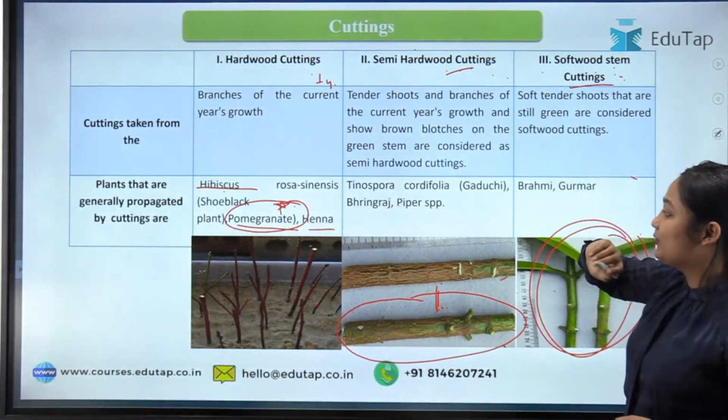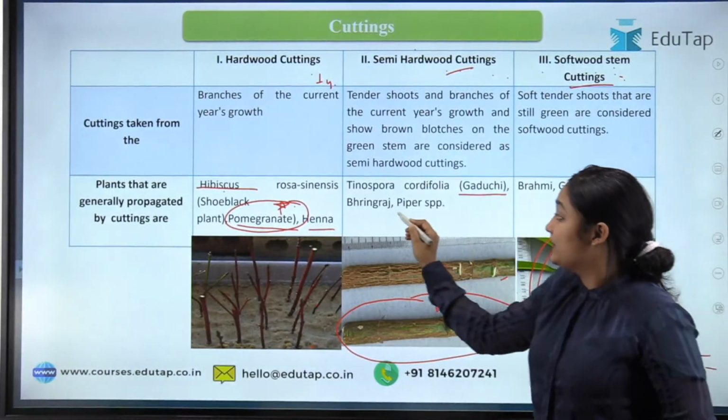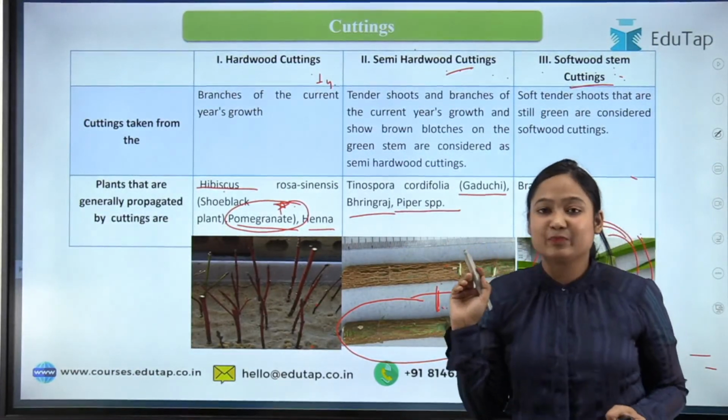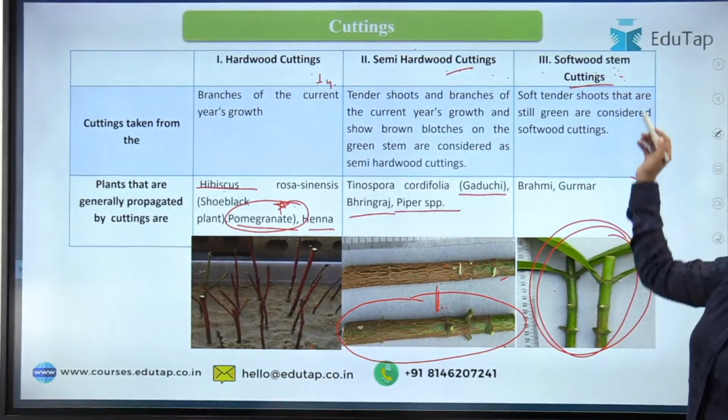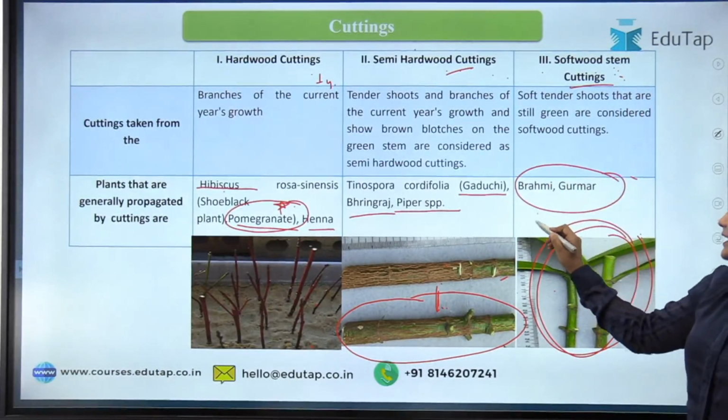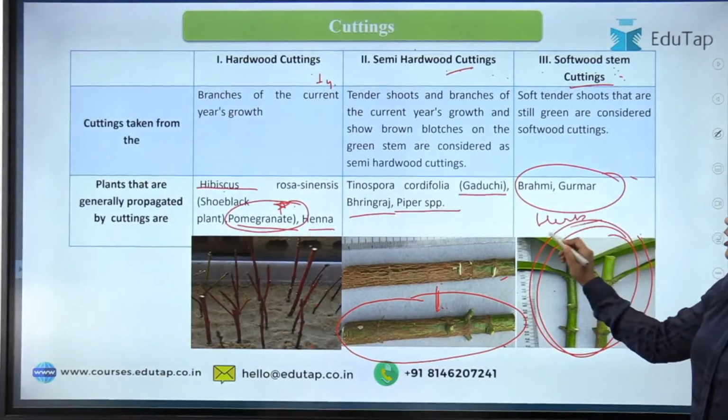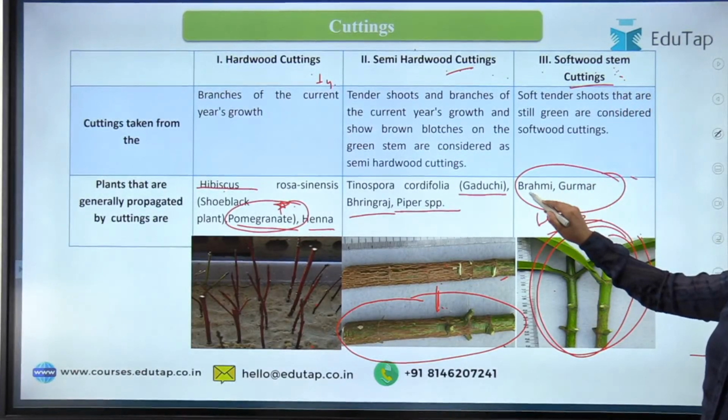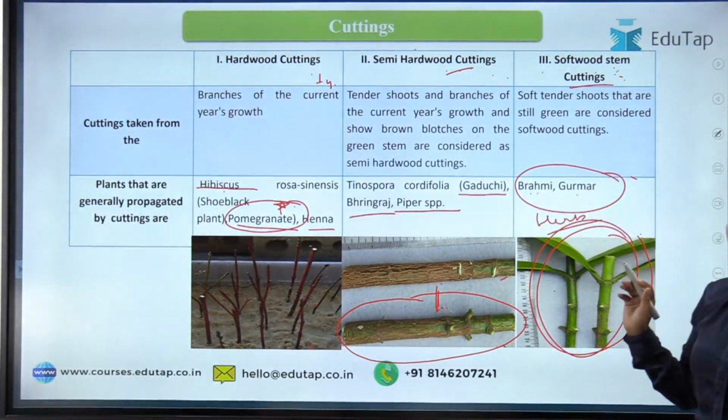Now moving to semi hardwood cutting, see, gaduchi is there, bhringraj is there, piper is there. Okay, now moving to the softwood cutting, usually what happens in the case of herbs, we see that. So herbs usually have softwood cutting, and the examples are brahmi and gurmad.